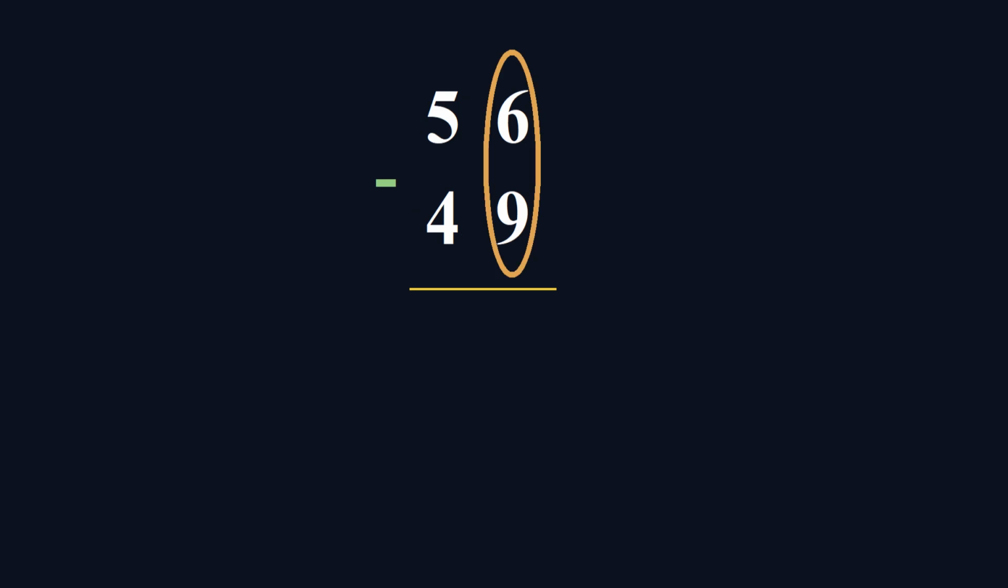We start solving the subtraction problem by subtracting the numbers in the ones column. 6 minus 9. But I can't do it because 6 is smaller than 9. So we must borrow. You go to the 5 in the tens place and borrow 1 from it. So the 6 becomes 16 and 5 becomes 4.